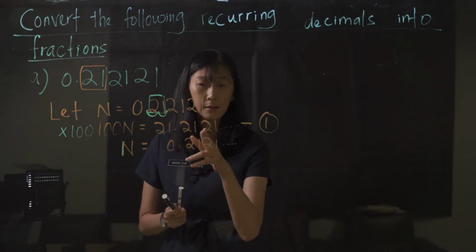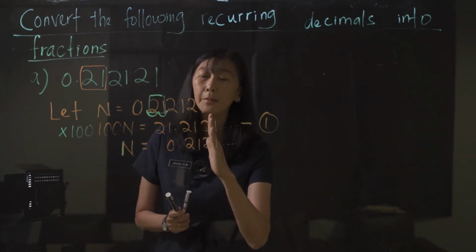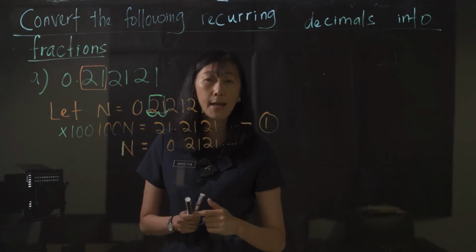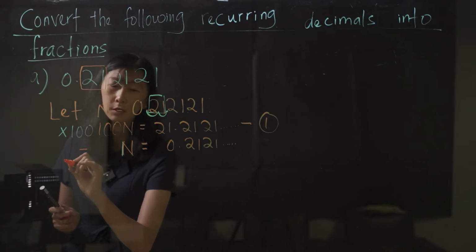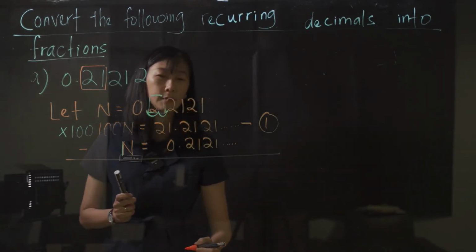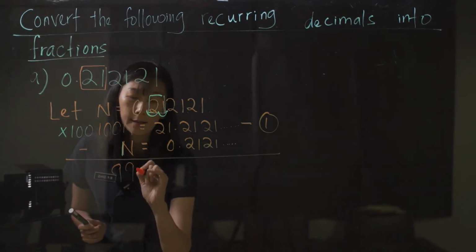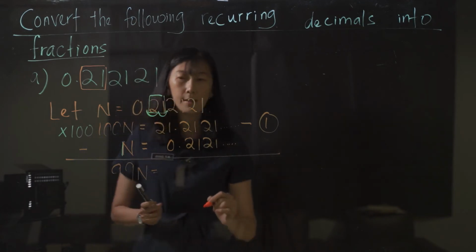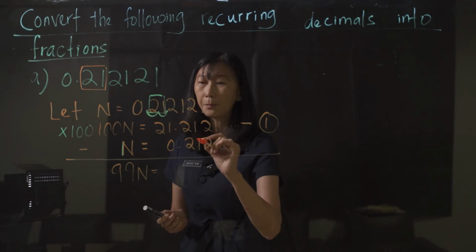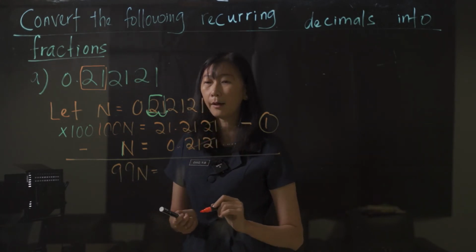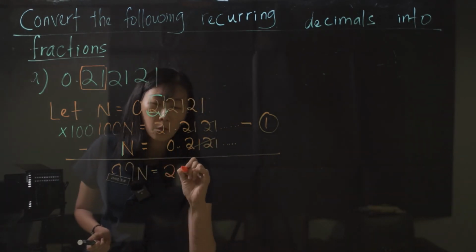They are matching. That means we can remove all the numbers behind the decimals by subtraction. So let us see here. We do the subtraction: 100n take away n, you will get 99n. So 99n equals, you see here, all the numbers behind the decimal points you can remove, cancel out, because they are matching, they are the same. So then we will get 21.